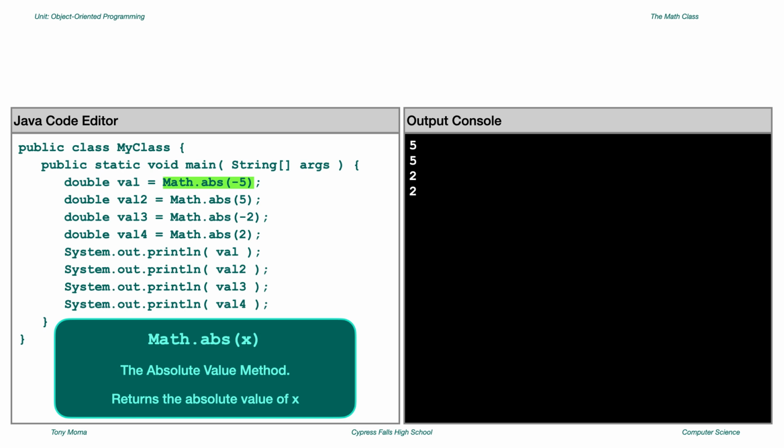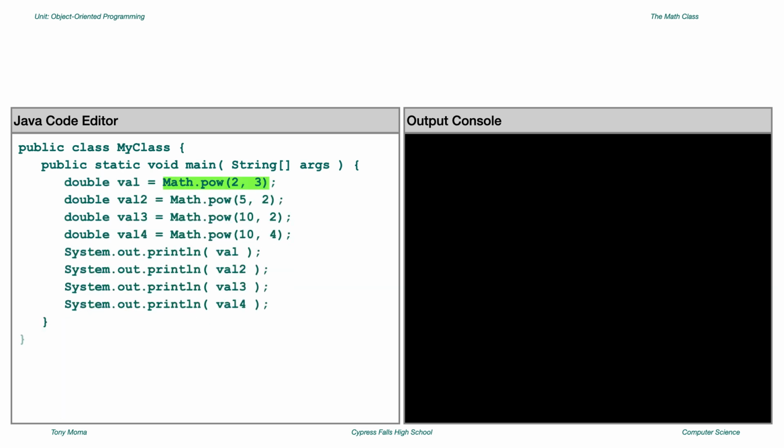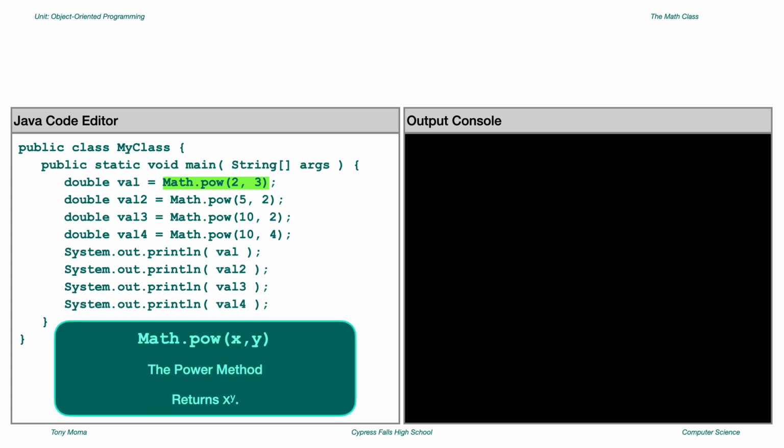Next, we have Math.pow, also known as the power method. It receives two parameters, x and y, and returns x raised to the power y. So our first call to the power method will produce 2 to the third power, which is 8. Then the next one, 5 to the second power, which is 25. Then 10 to the second power, which is 100. And then 10 to the fourth power, which is 10,000.